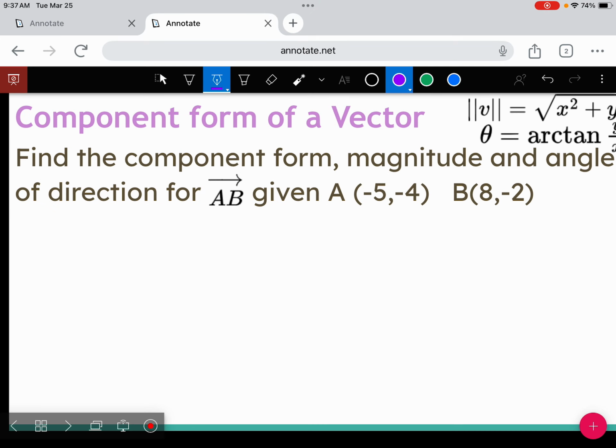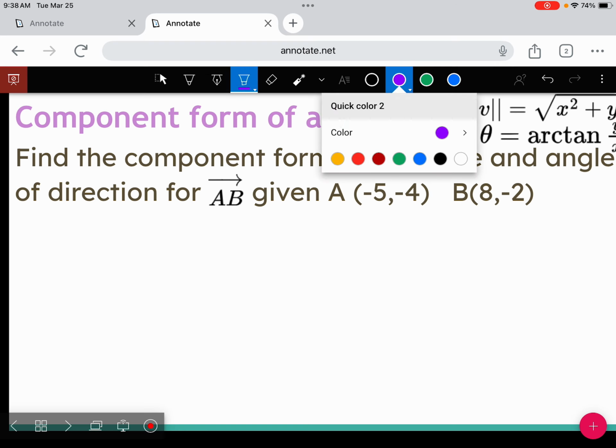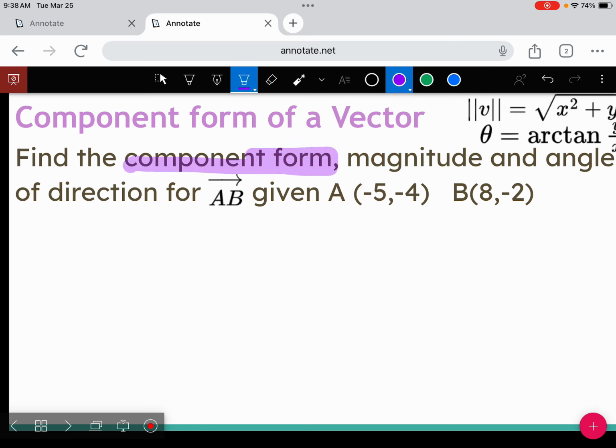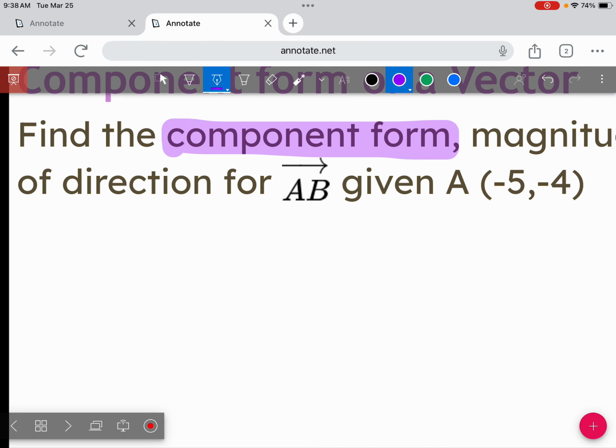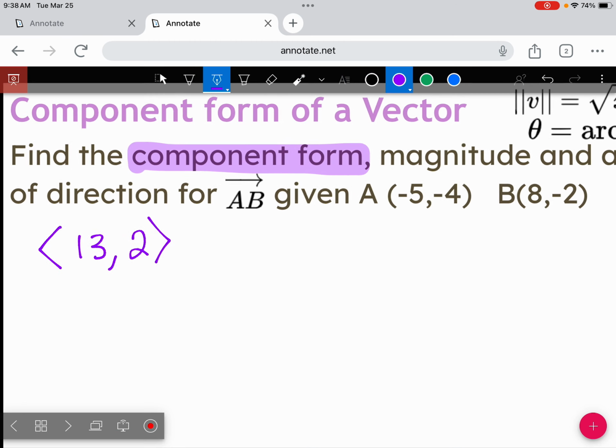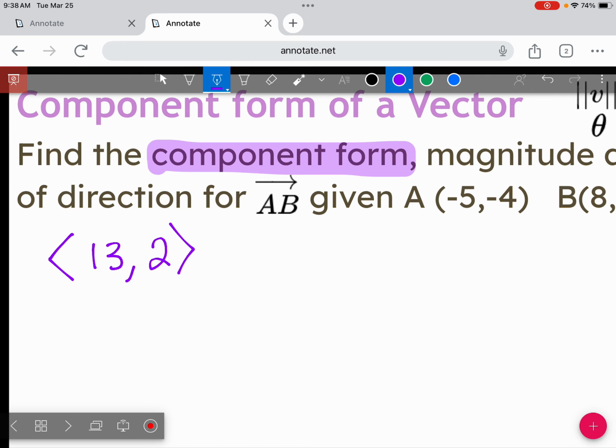8 minus negative 5. Negative 2 minus negative 4. So what is our component form going to be? 13 over 6. No, we don't build it as a slope. It's very similar vibe, but we're going to have our 13, 6. Come on, careful, watch your signs. Same thing. Correct. Negative 2 minus negative 4 will give you a positive 2. So that's our component form.